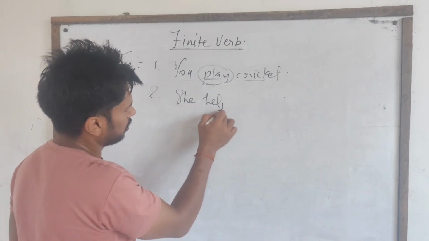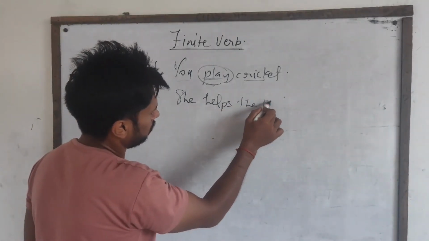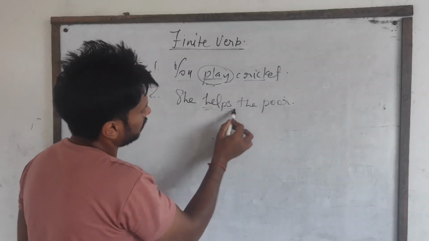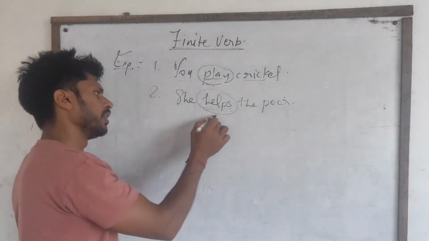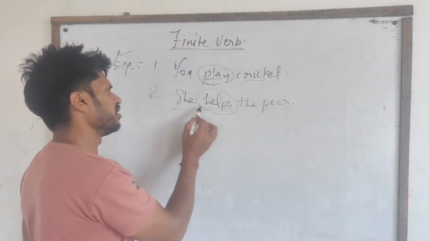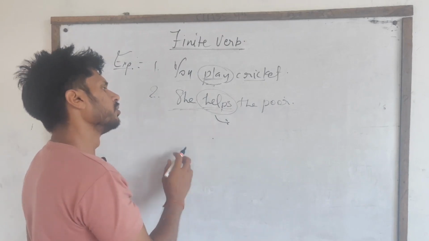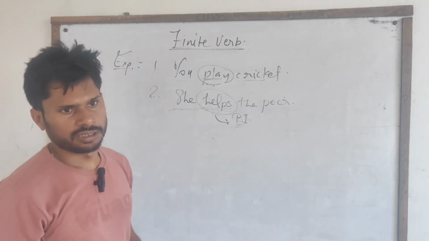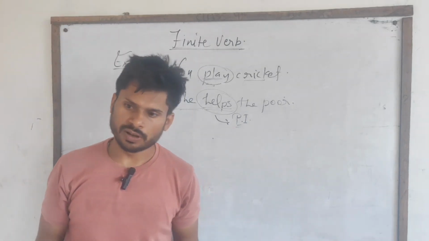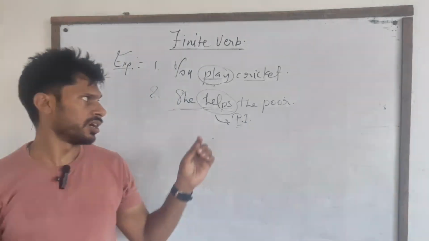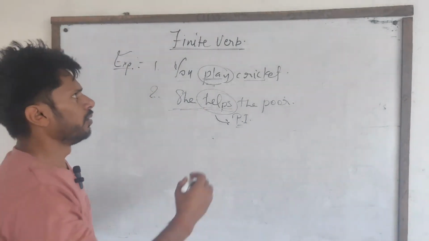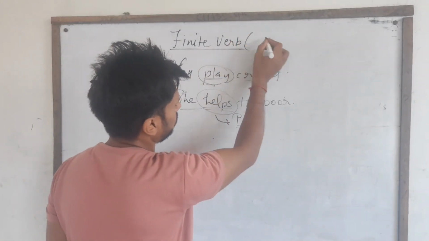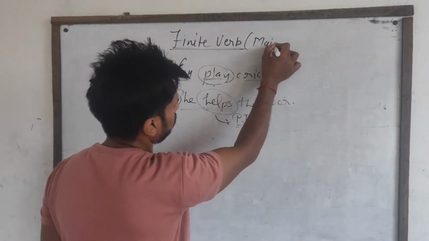She helps the poor. If we see the verb help, then we can understand the tense used in the sentence is present indefinite. So if we see the verb and understand the tense of a sentence, then the verb is called a finite verb. In modern English, we call it the main verb.